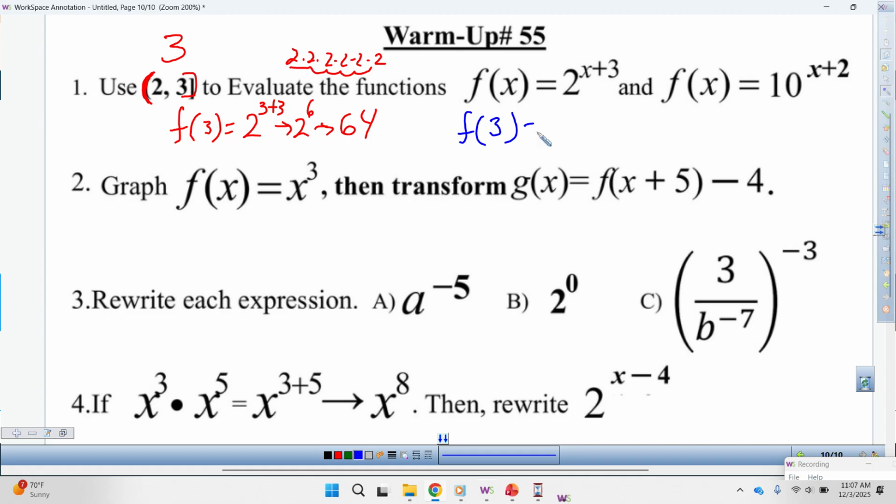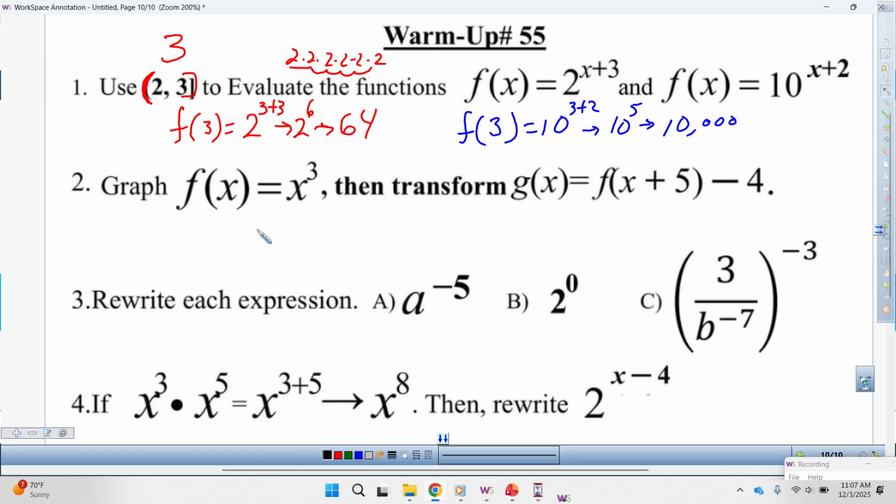F of 3 equals 10 to the third plus 2, which is 10 to the 5th, which is, yes, please. Is it 10,000? Man, let's go. No calculators needed over here.